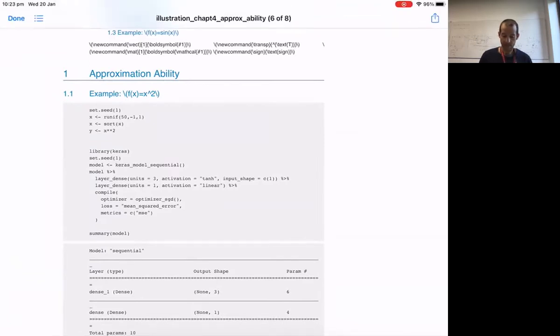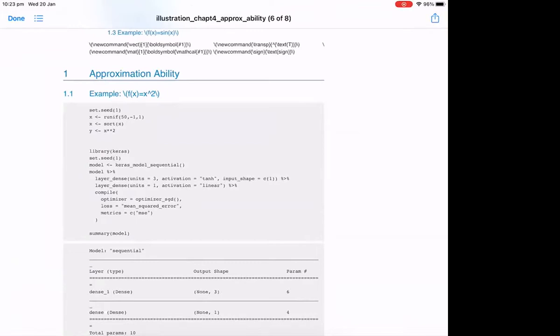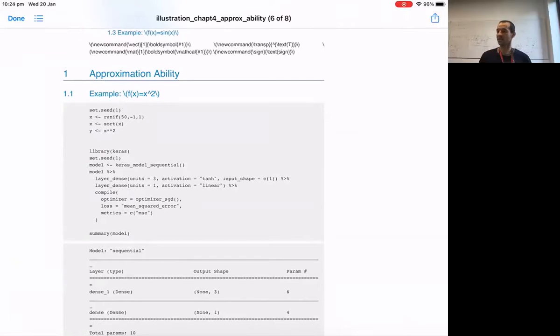You can see at the beginning, I simulate some data from uniform minus one to one, and I simulate 50 points. I think, yes, you're right. It should be less than epsilon, you're right. Sorry, typo. Thanks, Joshua.